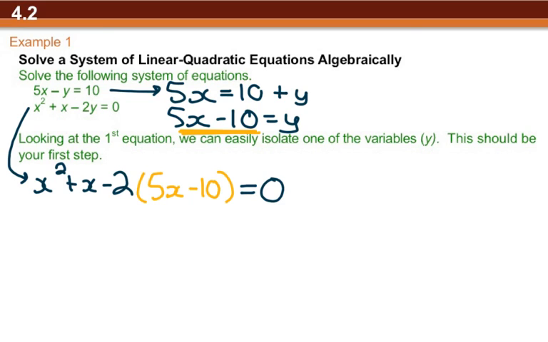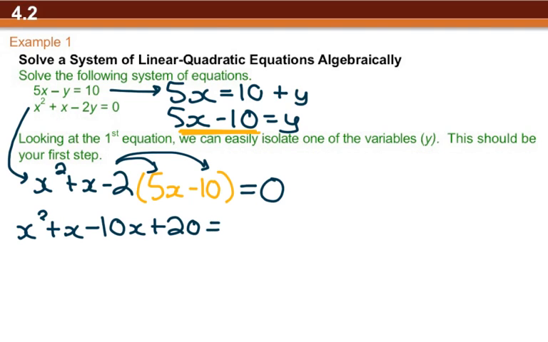A little bit of work to do to this equation, though. We need to distribute that 2 into the bracket. So we'll have x squared plus x minus 10x plus 20 equals 0. We can combine a couple of like terms. We've got x squared minus 9x plus 20 equals 0.